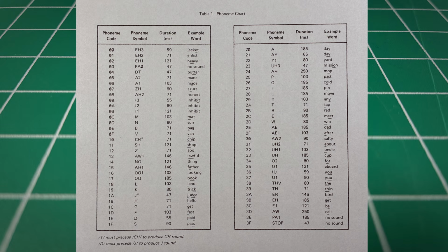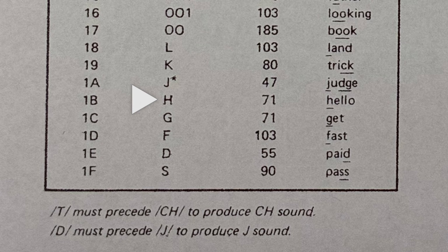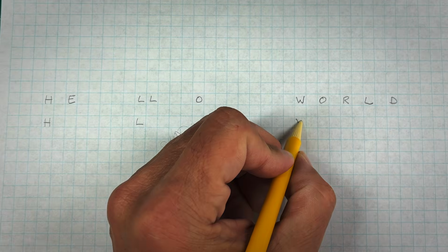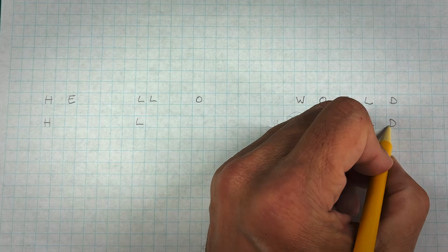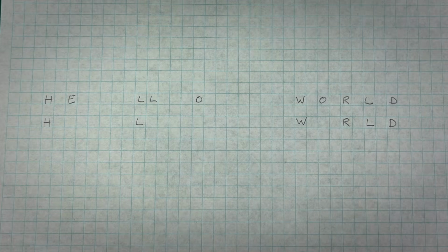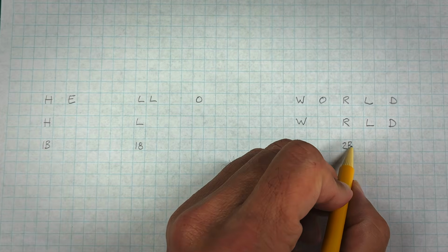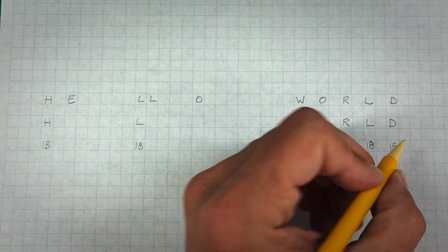I've found it best to start with the consonant sounds, because they have the least variability. An H is always an H, and is represented by a single phoneme on the chart. So we can fill in H, L, W, R, L, and D, and by consulting the chart, we can add in the hexadecimal numbers under each one: 1B, 18, 2D, 2B, 18, and 1E. Which brings us to the vowel sounds.